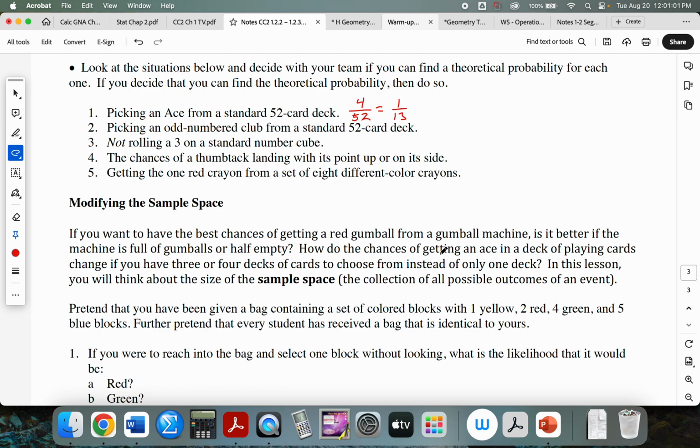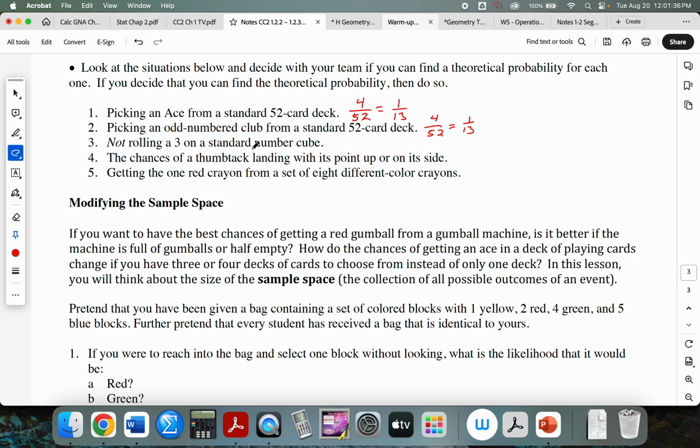Picking an odd numbered club from a standard 52 card deck. So let's see, there's 52 cards. Odd, that's 3, 5, 7, and 9, right? So there's just 4 of those. Oh, no, it's a club. It's specifically one suit. Yeah, an odd numbered club. Now, if it was an odd numbered card, it would have been 16 out of 52.